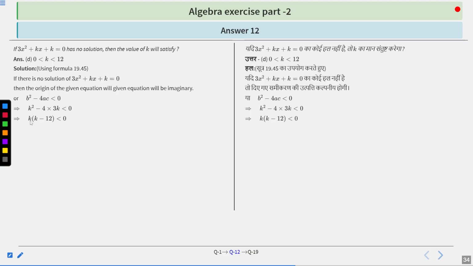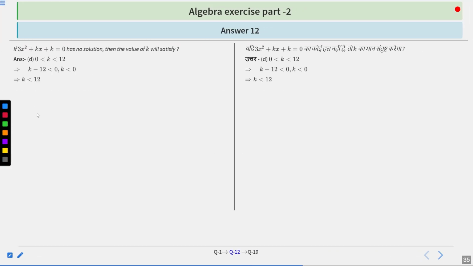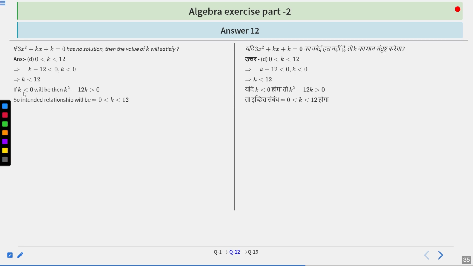So taking k common, we get k into k minus 12 less than 0. So k minus 12 is less than 0 and k is greater than 0. If k minus 12 is less than 0, then k is less than 12. If k is greater than 0, then k square minus 12k is less than 0. So the relationship will be k is greater than 0 but less than 12. That is the condition so that this quadratic equation doesn't have any solution. Option number D is the correct answer.